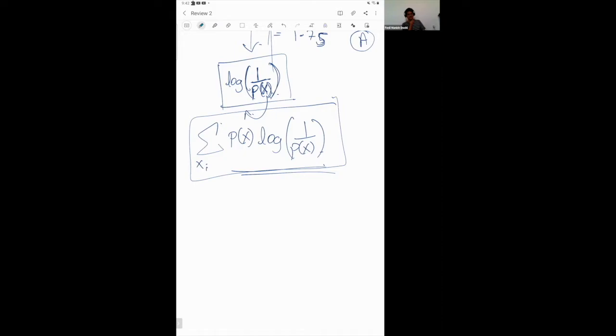Is the definition of entropy clear? If you don't want to unmute, you can just give the thumbs up. Yeah. Okay. Nice.